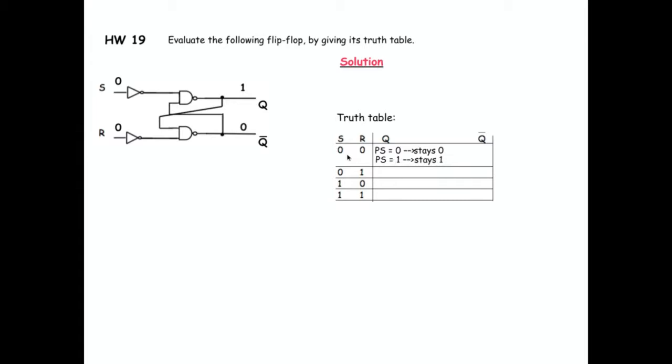Okay, so we have satisfied ourselves that it will hold its value as long as we don't send any signals to it, which is the most important thing about flip-flop gates. But now we need to also check that we can set or reset its value to something that we want. So first, we're going to send a signal to reset it, to make it 0, right? So the R will get a 1.